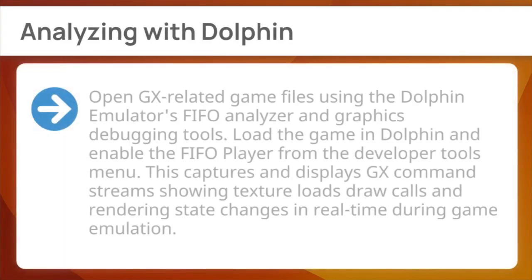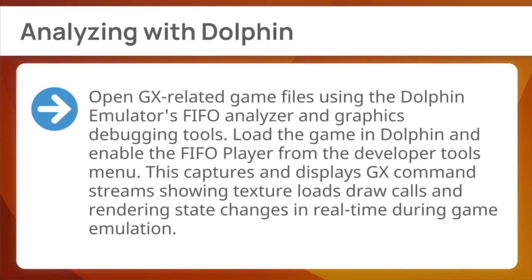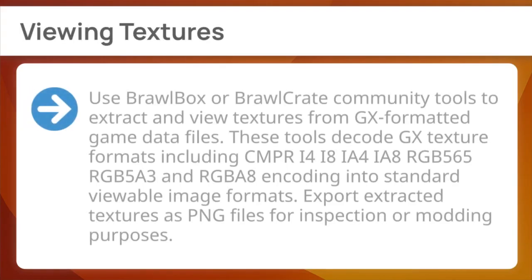First, analyzing with Dolphin. Open GX-related game files using the Dolphin Emulator's FIFO analyzer and graphics debugging tools. Load the game in Dolphin and enable the FIFO player from the Developer Tools menu. This captures and displays GX command streams showing texture loads, draw calls, and rendering state changes in real time during game emulation. Next, viewing textures.